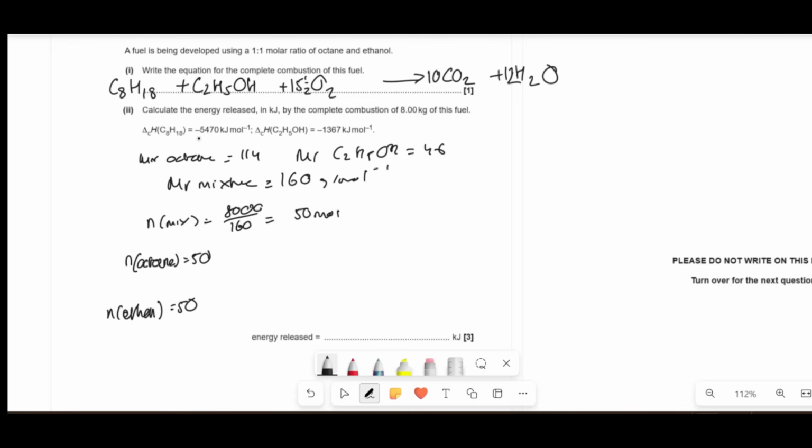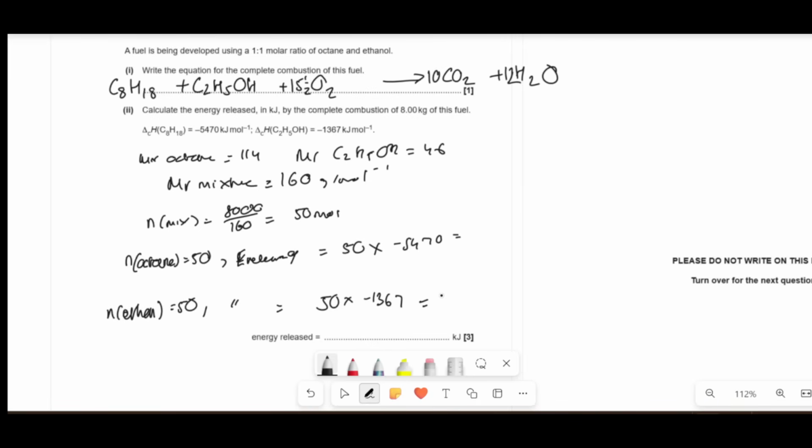Now this tells us that we have minus 5470 kilojoules for every single mole of this we have released. So because we have 50, the energy released, and for this one as well, is going to equal its moles, 50, times their enthalpy changes, minus 5470, and then that one's what, minus 1367. If we do that, we should get, let's see what numbers we get.